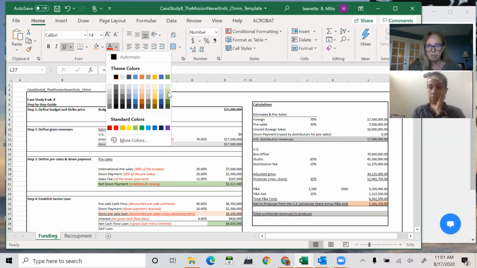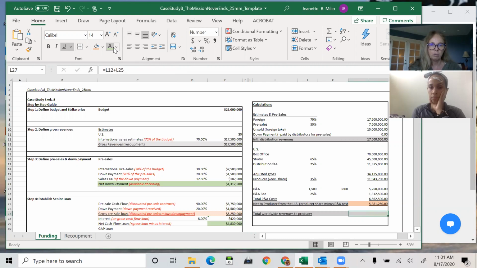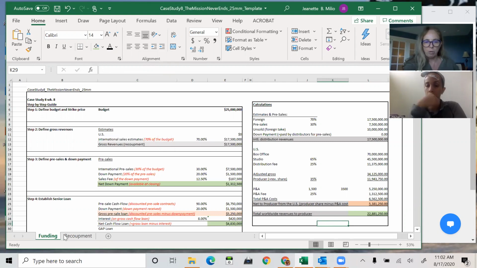I'm going to make that green like money. This is how much money we're getting from the world. Okay, and we're going to figure this out on the side here because we're going to need to work with all these numbers in our recoupment schedule. So far so good. Now we're going to recoupment. So this is the second sheet. We're clicking on recoupment.